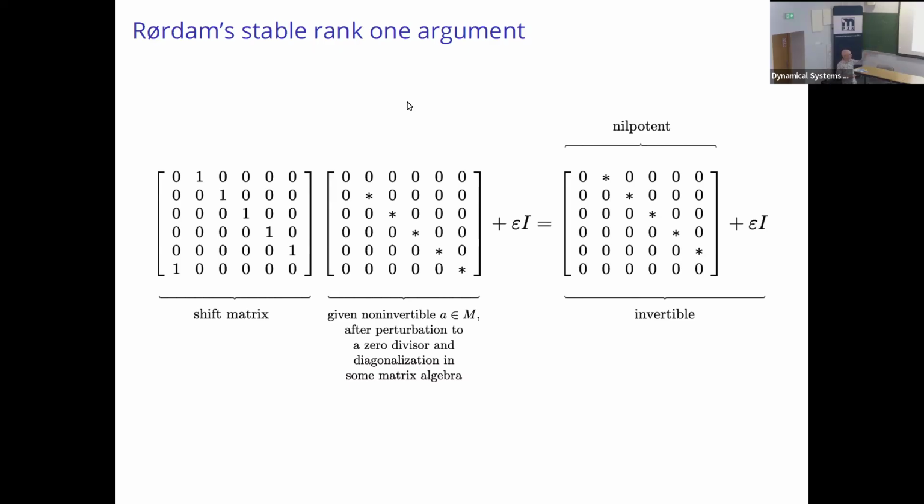If you test some non-invertible element in your algebra, in good cases, you can perturb the element to a zero divisor. Suppose you can decompose your algebra as a matrix algebra with entries in some smaller algebra, and you can diagonalize your element like this. If you take a large enough matrix algebra so you can have zero in one place, then by applying a shift matrix, you can turn it into something upper triangular, and therefore nilpotent. And then if you add a small scalar multiple of the identity to something nilpotent, it becomes invertible. Because nilpotent elements have zero spectrum, no? And so that's the trick.